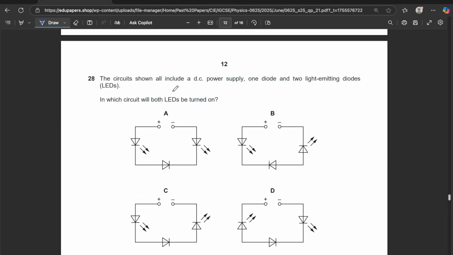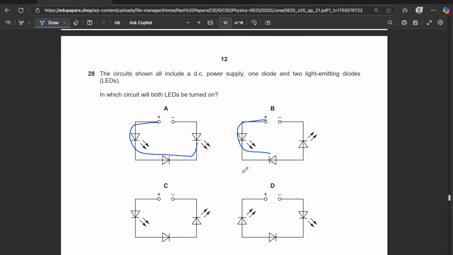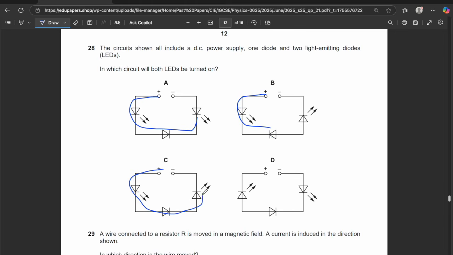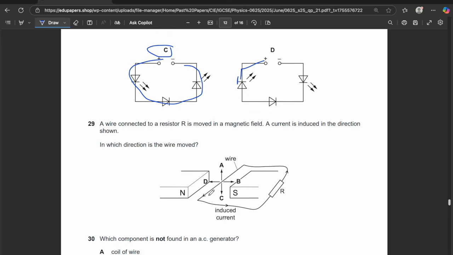28. The circuits shown all include a DC power supply, 1 diode, and 2 light emitting diodes. In which circuit will both LEDs be turned on? So current will flow from positive to negative. So now this is in the wrong direction, so it's wrong. This one is also the wrong direction. Well, you can see that this goes smoothly, so C will be the answer. But again, this is in the wrong direction.